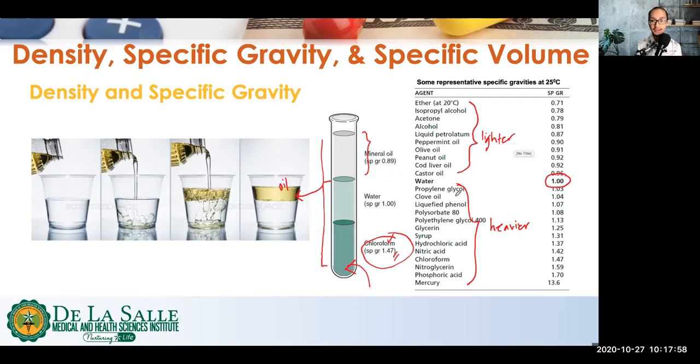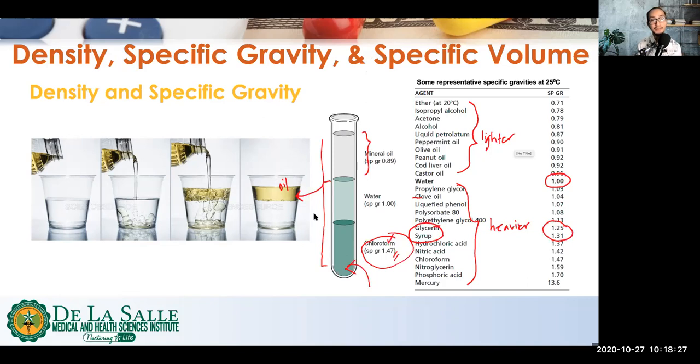Now, there are certain oils that are heavier than water, like clove oil. It's heavier than water. Now, addition of solutes in water can also increase the specific gravity of water. For example, when you add glycerine or syrup, or sucrose, I mean, to produce syrup in your water, the specific gravity increases.